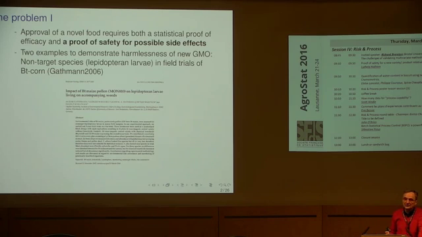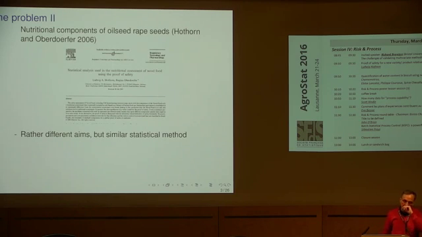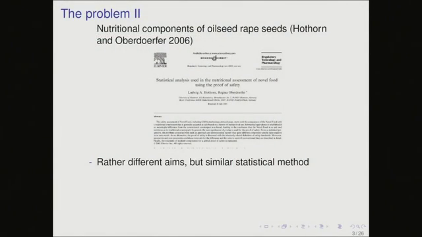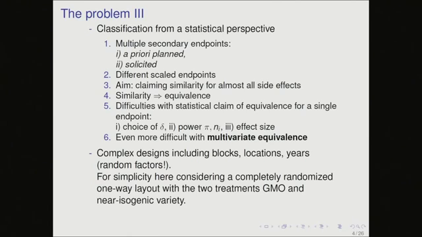The first one is the question: are the known target species in a field trial unchanged compared with BT corn versus isogenic varieties? The second example is the nutrition and components in oilseed rapeseeds, again genetically modified versus isogenic. And a third example I use for calculation later: a feeding study on animals. There are completely different aims, but similar statistical methods.